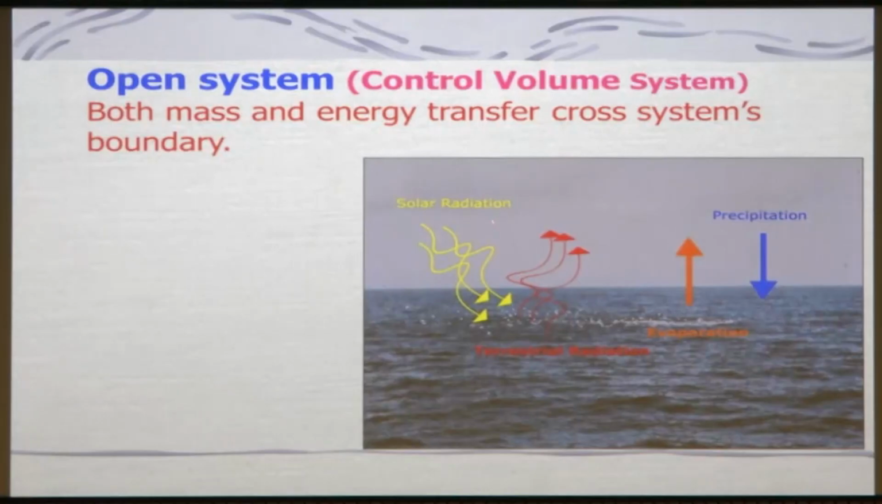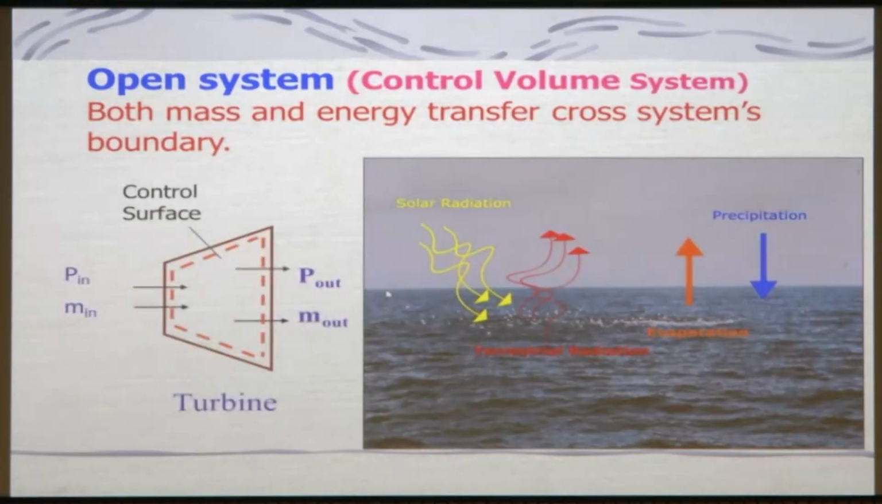So if I look at that, what is happening, the solar radiation is coming and going out, there is precipitation, then we will consider this as an open system, right. For that I can take this as a system boundary, this as my system boundary.